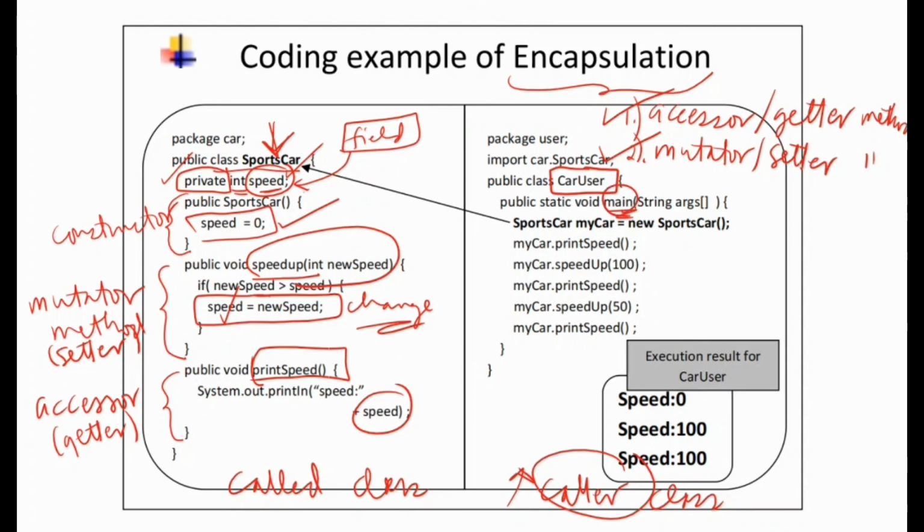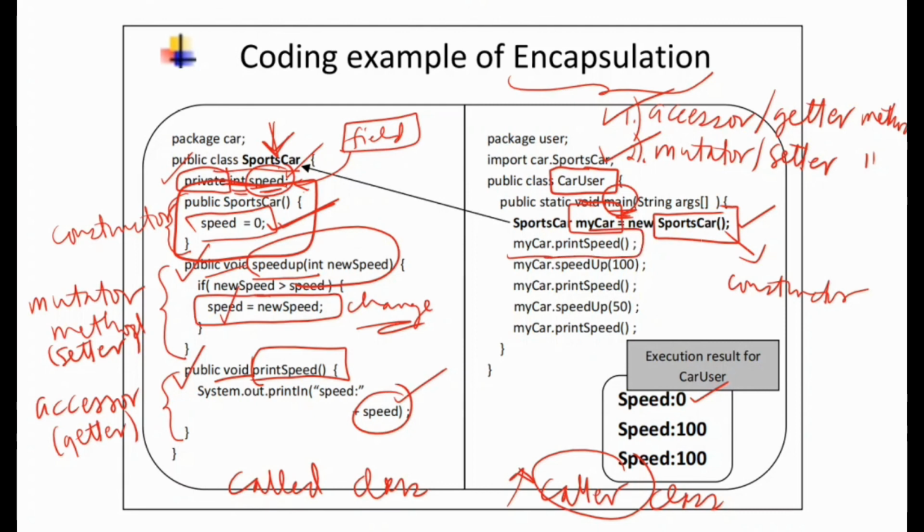In the main method, we instantiate sports car, creating the instance my car. Via the instance, we can access the instance methods. So we say my car dot print speed. What will happen? It will say on the screen speed, and the value of speed is 0. Why 0? Because when we instantiate sports car, we call the constructor, which sets the value of speed to 0. That's why when we call print speed, the output here is 0.